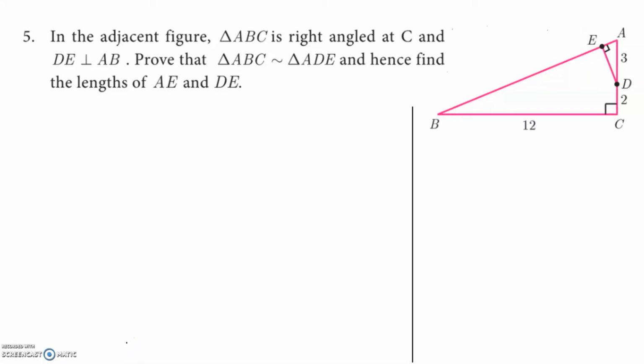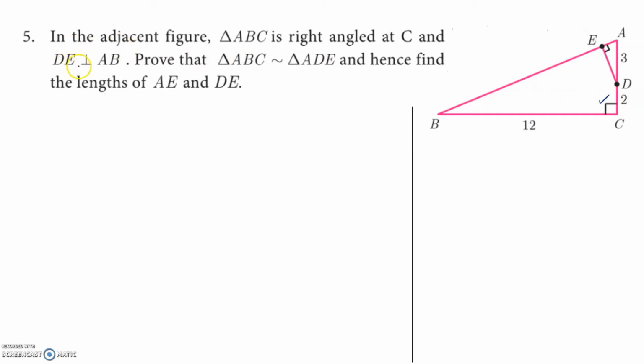Let's read the problem. In the adjacent figure, triangle ABC is right angled at C and DE is perpendicular to AB. Prove that triangle ABC is similar to triangle ADE and hence find the length of AE and DE. So what is given is that it's right angled at C. So this is given to us.